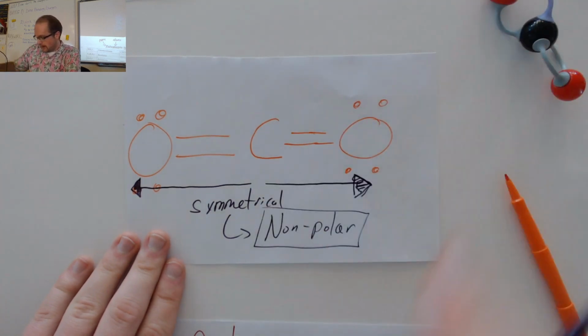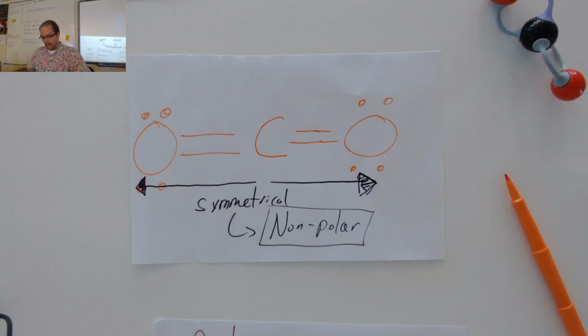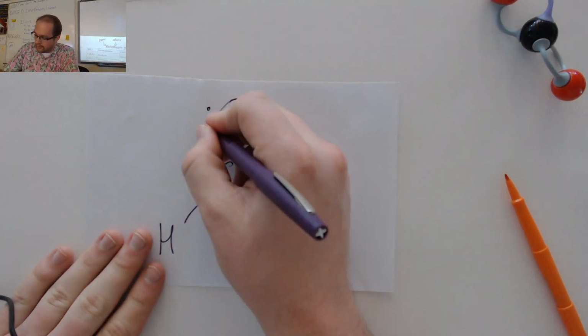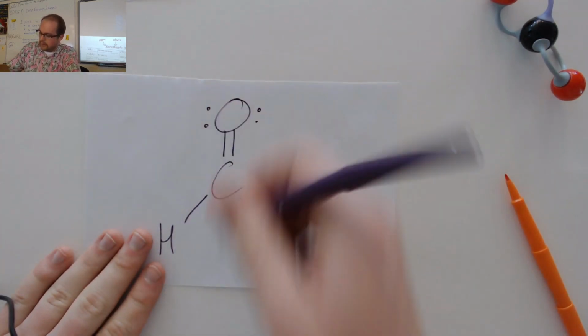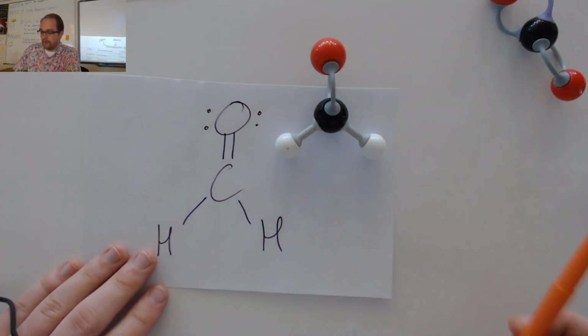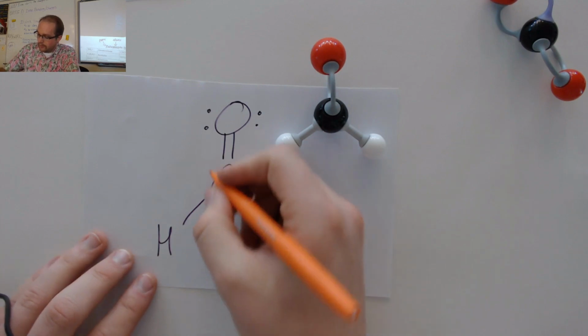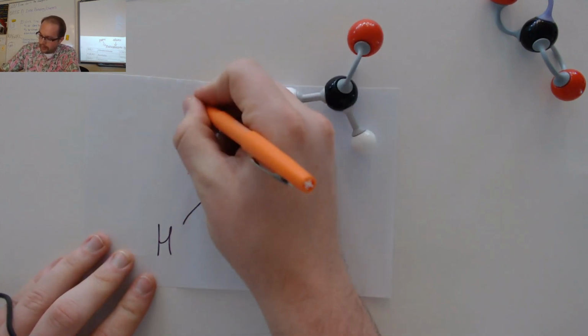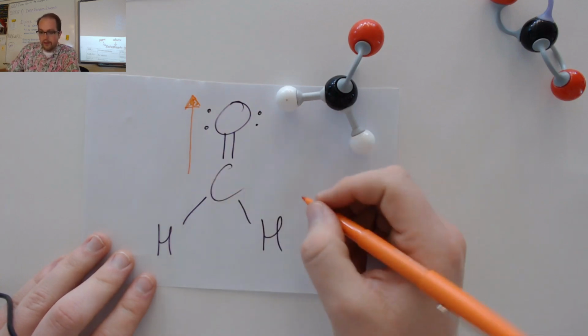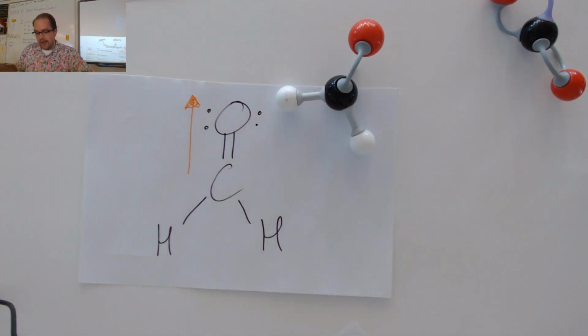Let's take a look then at a different example. Let's take a look at our example for formaldehyde. This is one of the first Lewis structures we did together. So we can see here, and by its physical structure, that again, we have an oxygen that's going to be pulling its electrons away from the carbon up towards itself, right? It is a higher electronegativity atom.